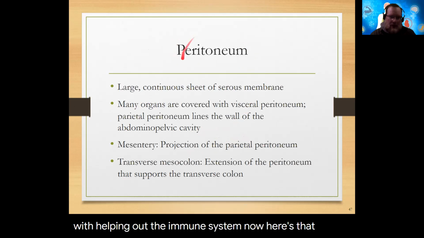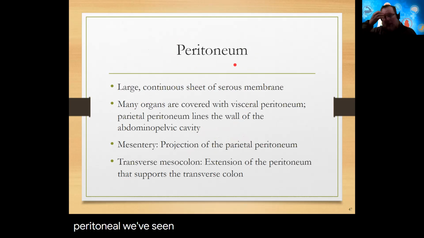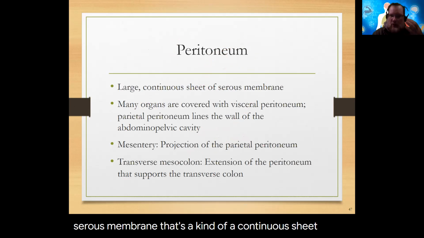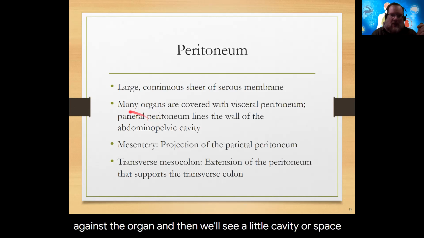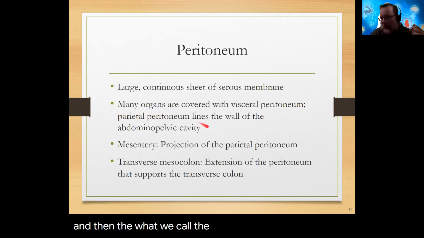Now, here's that peritoneum. We've seen the pleura around the lungs and the pericardium around the heart. The peritoneum is the serous membrane that's a continuous sheet that surrounds the bulk of the abdominal viscera. We're going to see the visceral peritoneum right up against the organ, and then a little cavity or space, and then what we call the parietal peritoneum, which makes up the wall of the abdominal pelvic cavity.